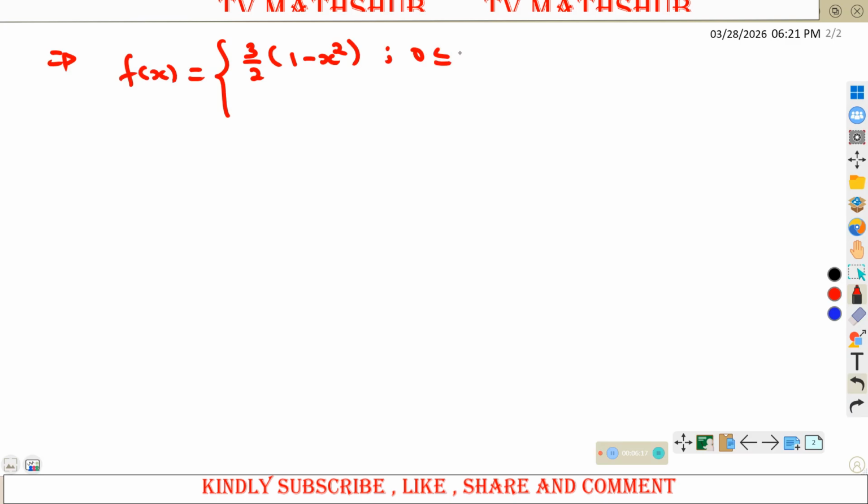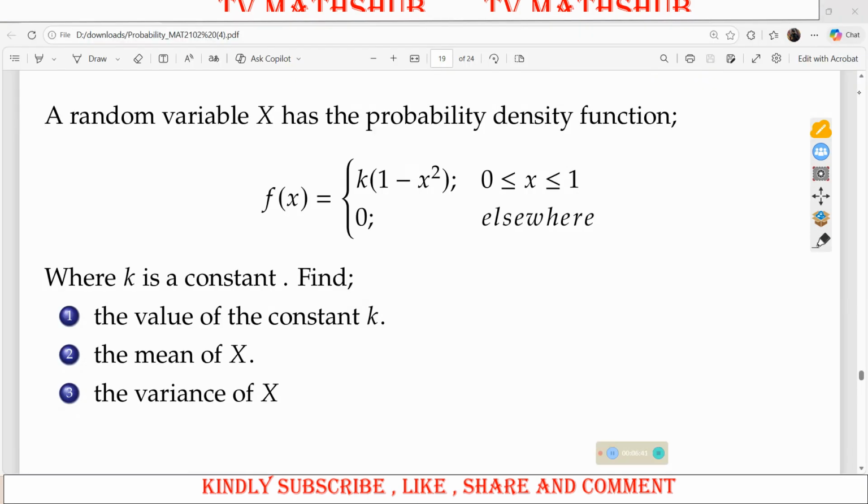The range is from 0 up to 1, and 0 elsewhere. So this becomes our f of x after substituting for the value of k. So part 2, we need to look at the expectation of x. So that is the mean of x.